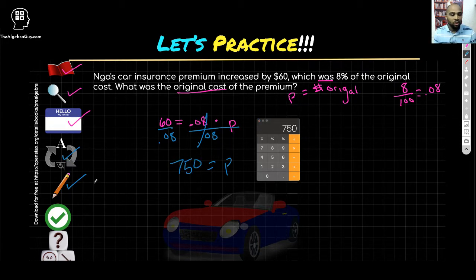Are we done? No, because we check our answers. That makes sense. It increased by $60. It can be $750 because it went up. If it went up 60, it means it originally was $690. So that makes sense. Let's answer it completely though. To answer this completely, it needs a $ sign. So we're going to say the original cost of the premium was $750. So now we answered it completely.